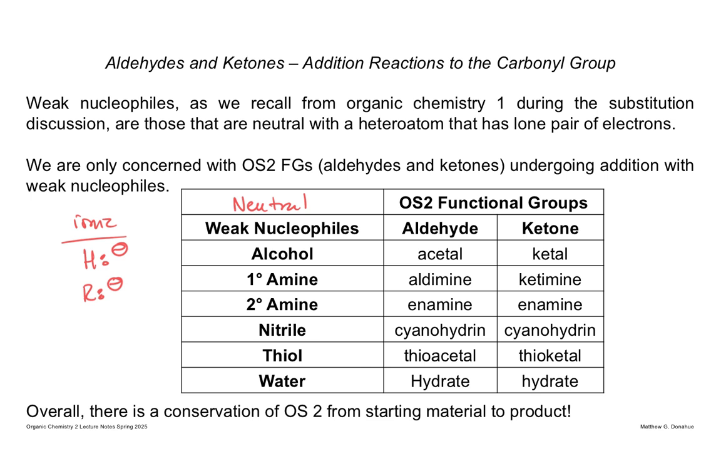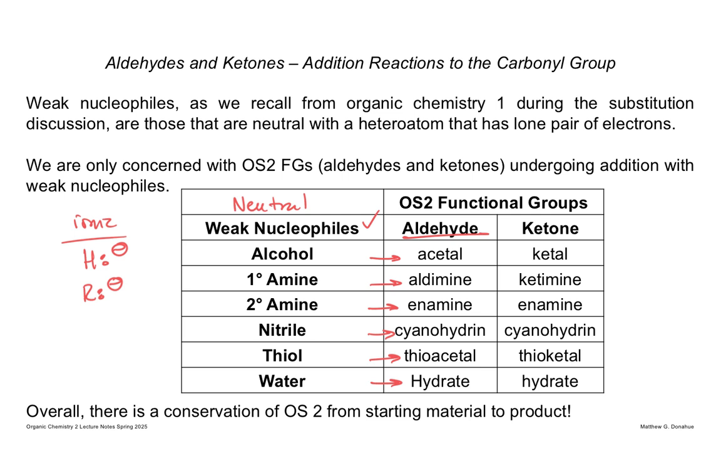So here is the name game based on what you're starting with. So you have your weak nucleophile. If you're adding it to an aldehyde, an alcohol becomes an acetal. An amine becomes an aldimine, or excuse me, a primary amine becomes an aldimine. A secondary amine becomes an enamine. A nitrile becomes a cyanohydrin. Thiol becomes a thioacetal. And then water becomes a hydrate.